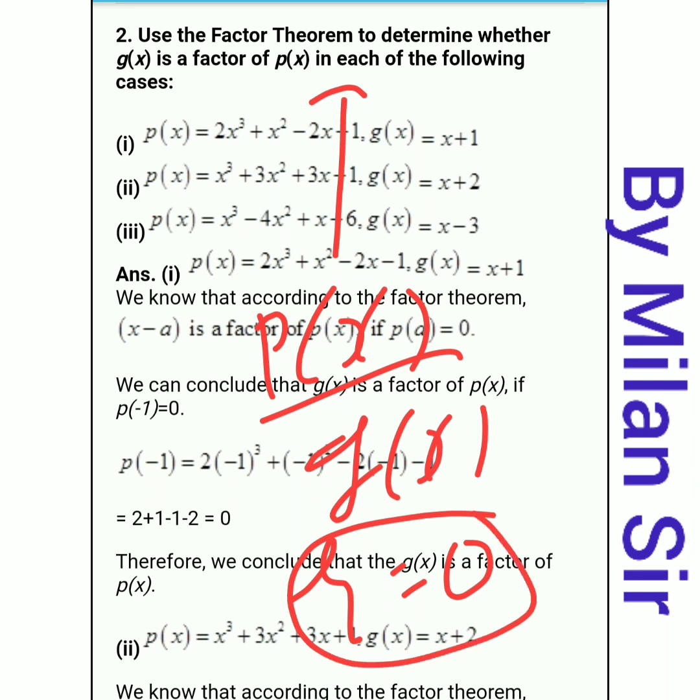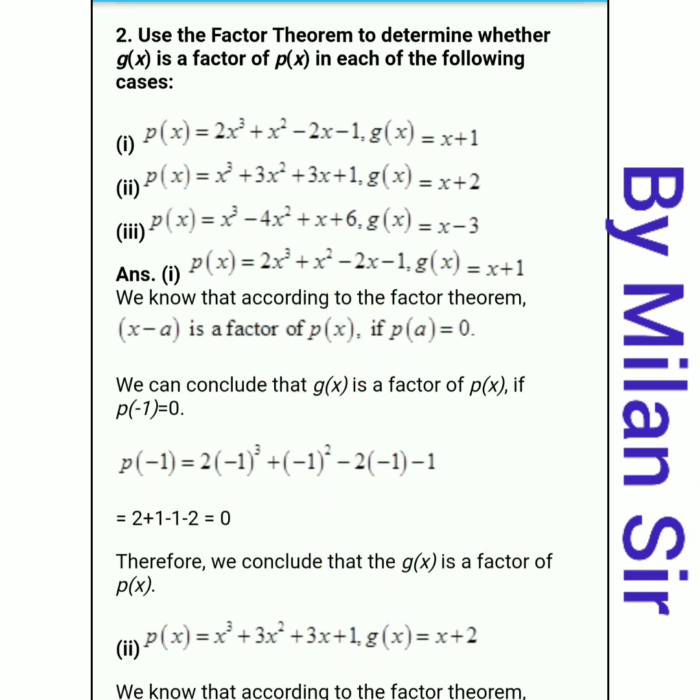If we get remainder r equal to 0, then we can say that g of x is a factor of p of x. If we do not get r equal to 0, then we can say that g of x is not a factor of p of x, because if it is a factor, then definitely p of x upon g of x gives remainder r equal to 0. Now our g of x is equal to x plus 1. We need to find the remainder. So we can use the remainder theorem, that means the factor theorem. Both theorems are the same.